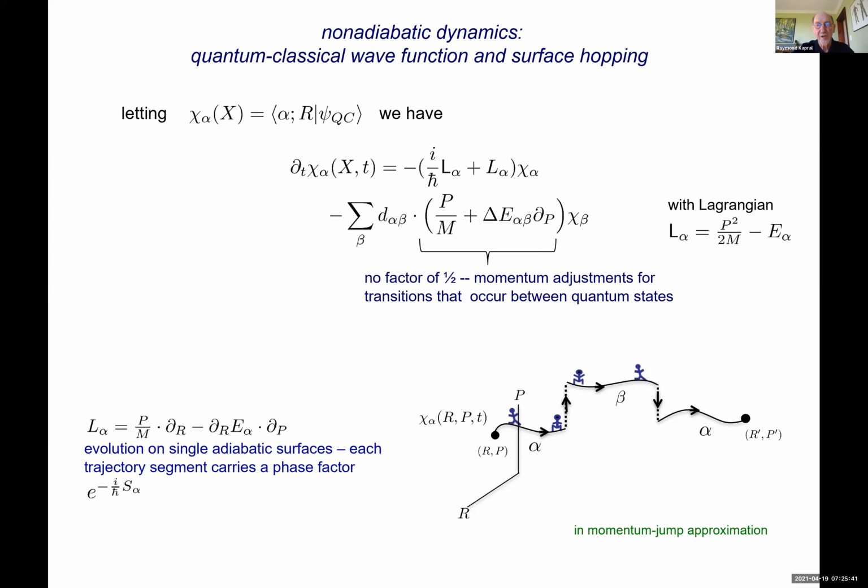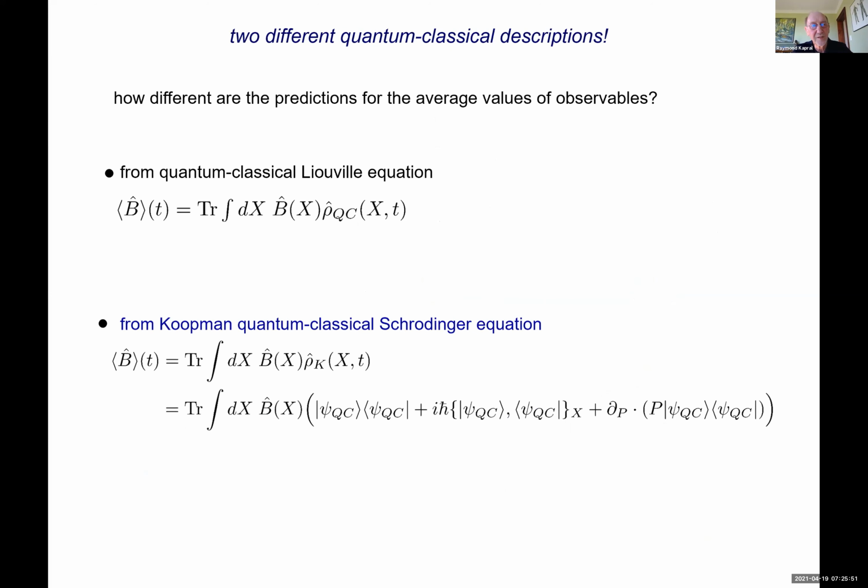But of course, all of these trajectories are basically fictitious objects that are just used to construct average values. And so we don't attach physical significance to them. The physical significance is really associated with observables, and I want to spend the rest of the time talking about these. So if you look at the expectation value of an observable B, then from the quantum classical Liouville equation, it's the usual form. You trace over the quantum degrees of freedom, integrate over the bath degrees of freedom, and you have the product of the operator and the density at time t.